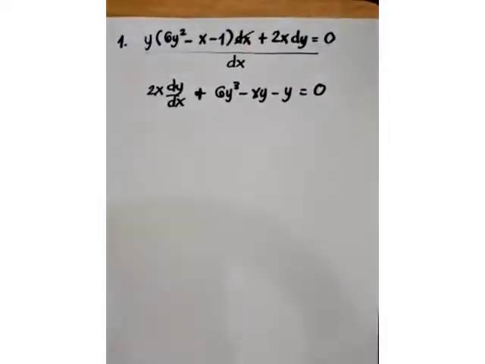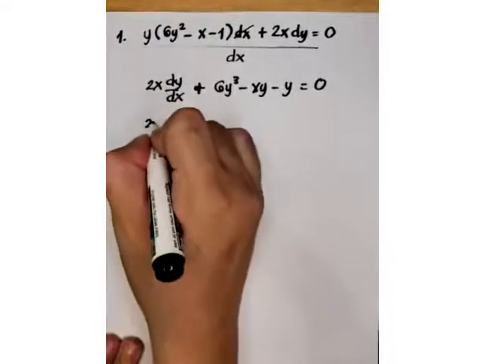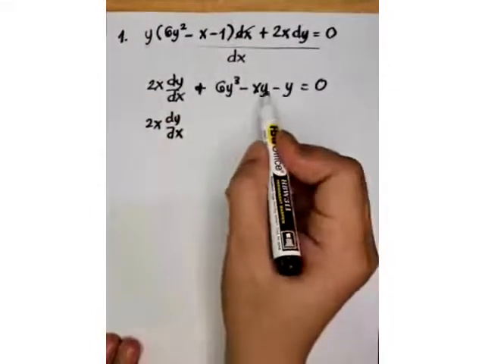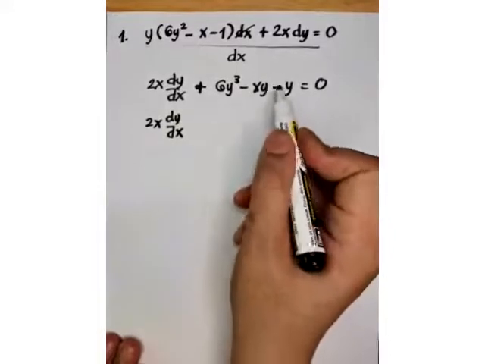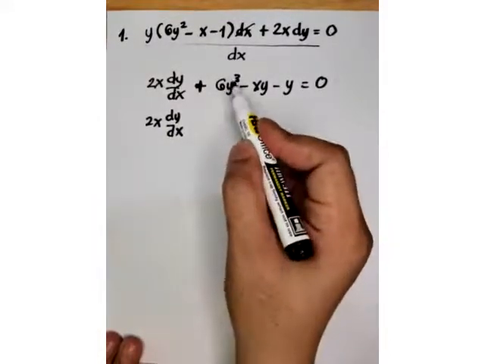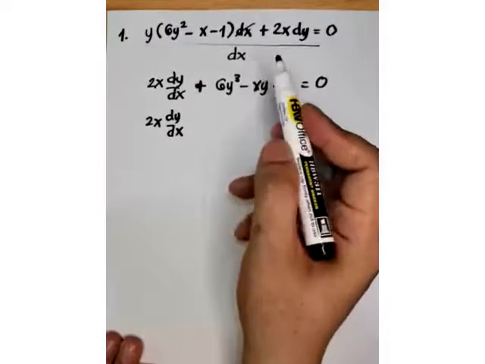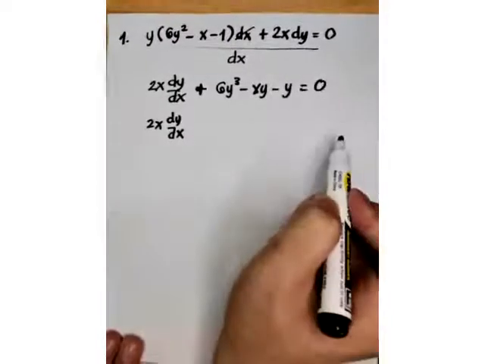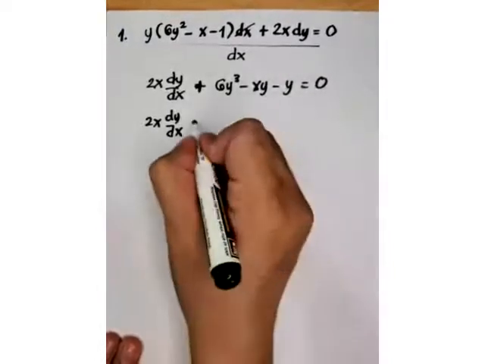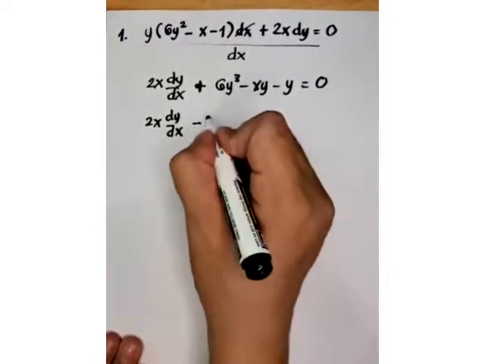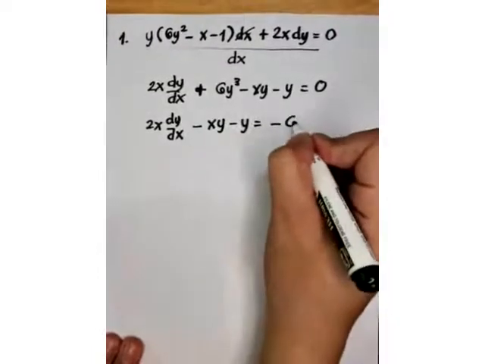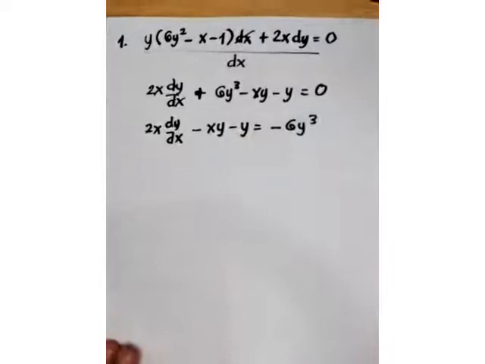Ayan. Okay. So, copy ko lang dy over dx. Ngayong class, yung merong mga y lang is i-retain sila sa left side at yung merong more than y raised to 1, ililipat sila sa kabila. Okay? Lilipat sila sa kabila. So, this will be negative xy minus y is equal to negative 6y cubed.